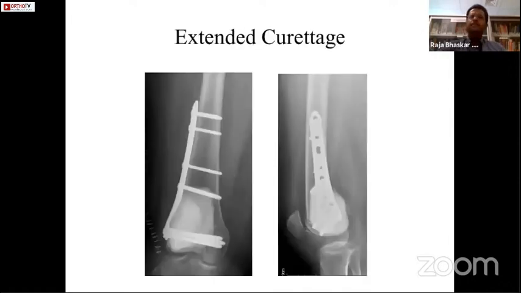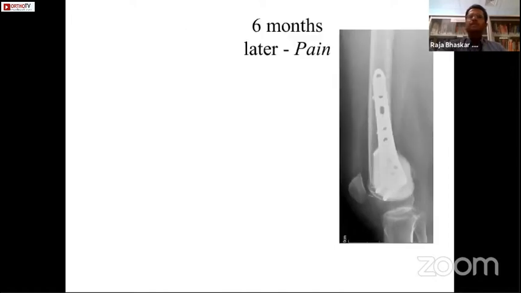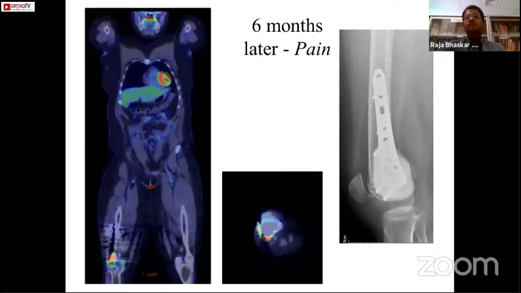So extended curettage was done, and they had 5-6 burrings at the entire distal femur. And after cement application, the patient did well, but 6 months later, the patient had pain. So in such a situation, how do we detect early recurrence? If you do a CT scan or an MRI, even if you do an image subtraction or a metal subtraction MRI, there is going to be a lot of image scatter. In such cases, you can do a PET scan.